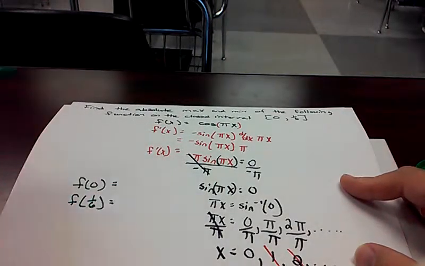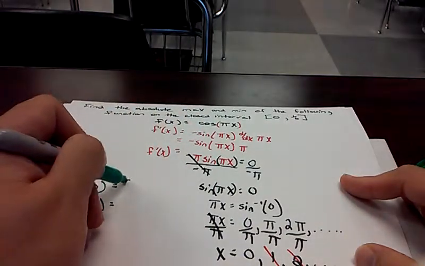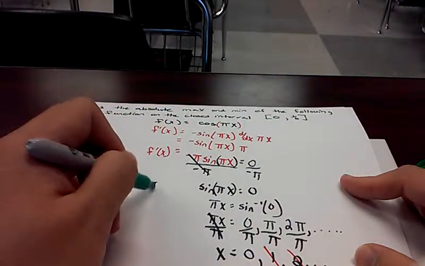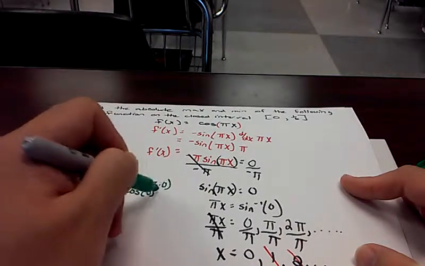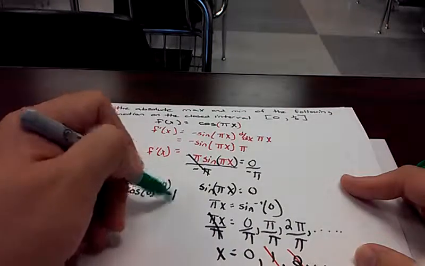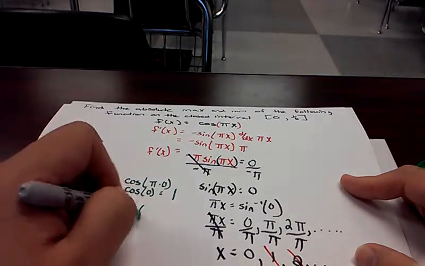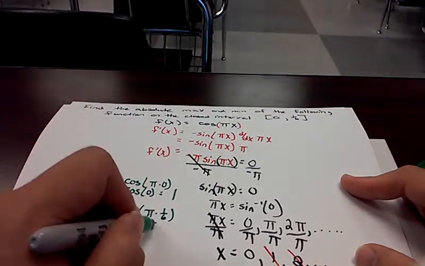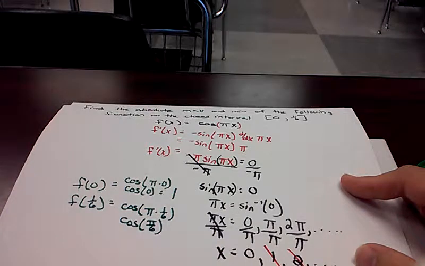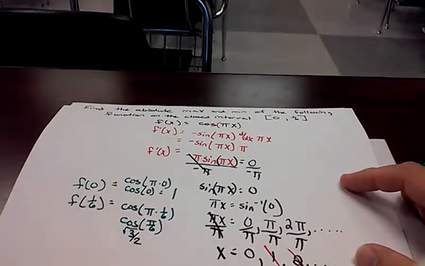So let's do 0 first. If I plug 0 into the original function, not the derivative, I have cosine of pi times 0, so that would just be cosine of 0, and cosine at 0 is 1. And then now let's try 1/6, so cosine of pi times 1/6, so cosine of pi over 6. Well, cosine at pi over 6 is the square root of 3 over 2.